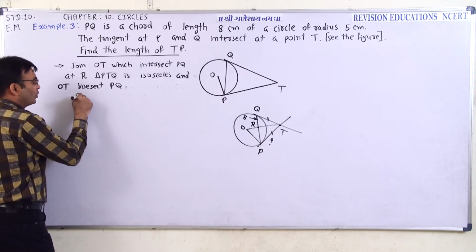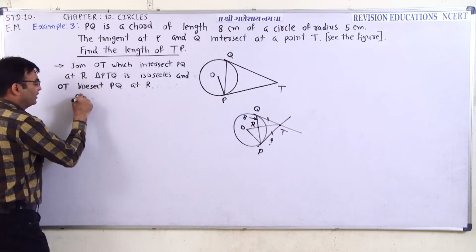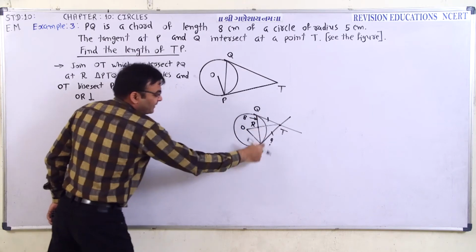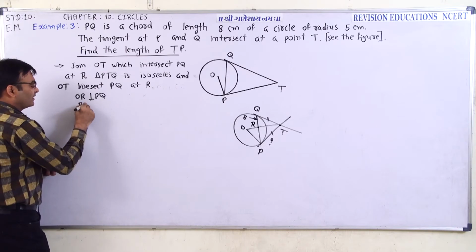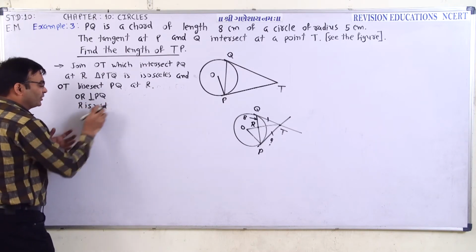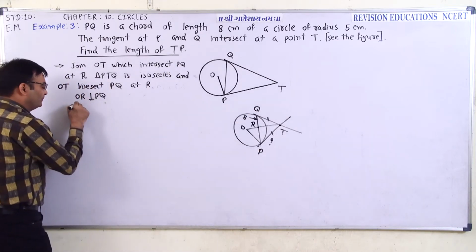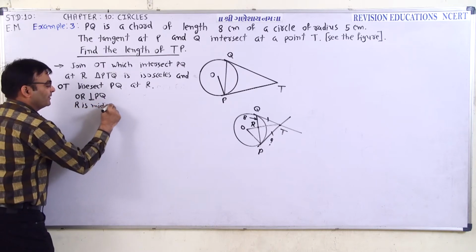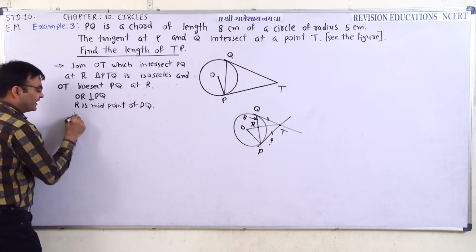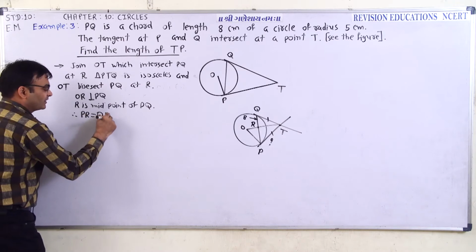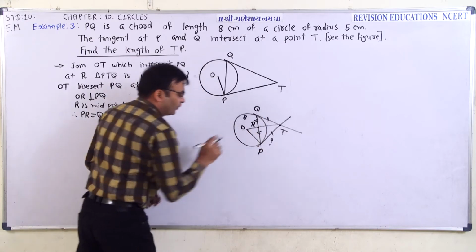Here, OR bisects PQ at R. OR is perpendicular to PQ. R is the midpoint of PQ. So we can write PR is equal to QR is equal to 4. This is 8, so what will be the value of each of these two? 4.